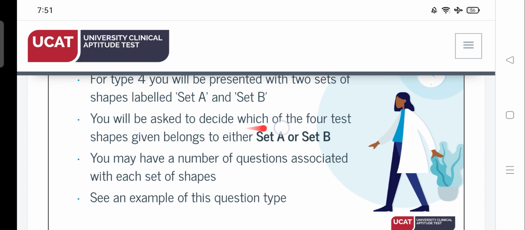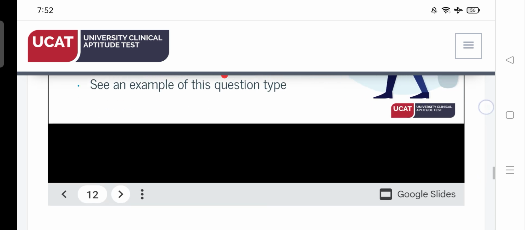You will be asked to decide which of the 4 test shapes given belongs to either set A or set B. So 4 test shapes will be given to you in the form of answer options, and you have to select which shape belongs to which set. You may have a number of questions associated with each set of shapes. So these are not standalone questions. More than one question will be associated with each set of shapes.